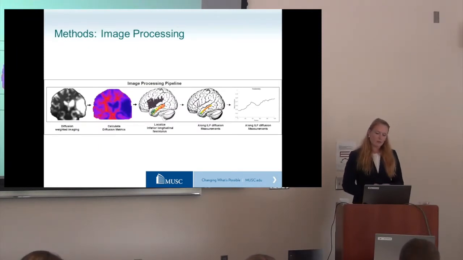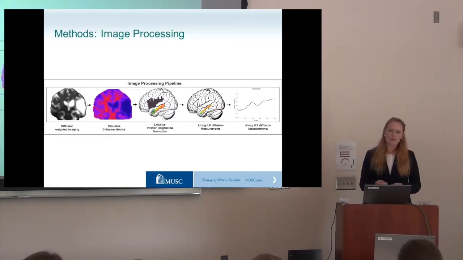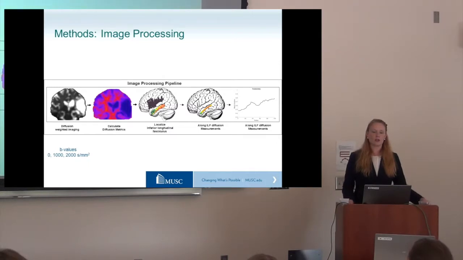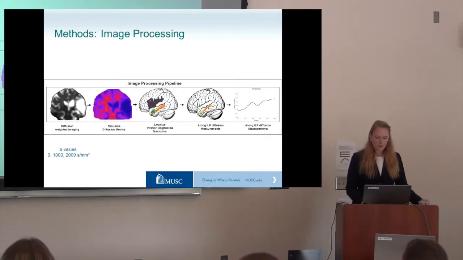Okay, so this is a broad overview of our image processing pipeline. Here on the left, you see just the raw diffusion-weighted images that are acquired. To be able to calculate kurtosis, you need to add another b-value to your acquisition. It's more standard to acquire just a b0 and a b1000, but you have to add a b2000. And with modern scanners, you can do that in maybe 4 or 5 minutes, so it's still very clinically feasible.